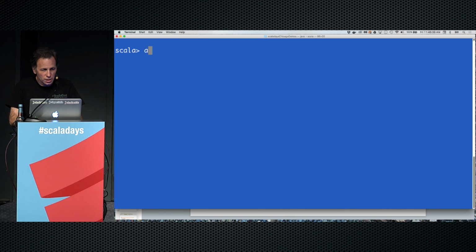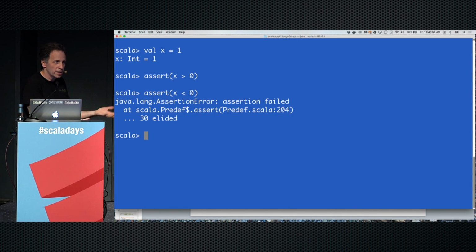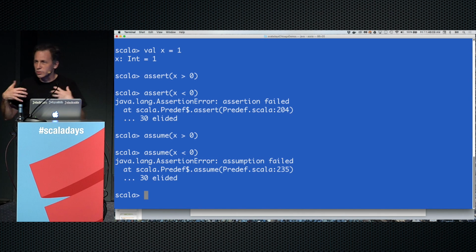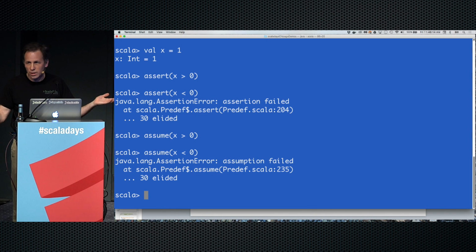This is just Scala's assert. If I say val x equals 1, and I say assert x is greater than 0, that's going to succeed. I just get the unit value back. If I say assert x is less than 0, this is the assert in predef that's just there by default in Scala. It throws assertion error, right? So what you can say instead is assume, and you get the same behavior. They mean exactly the same thing. It's just assume was intended for precondition checks, and assert was more general. You could use it anywhere.